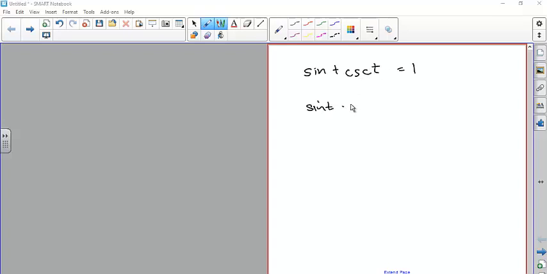So the cosecant is the reciprocal of the sine. So I can replace the cosecant with 1 over the sine, and then you can simplify that. Sine divided by sine is 1. So you get 1 equals 1, which is what we're trying to prove. Here you can't tell that they're the same, but now it's obvious that they are the same.